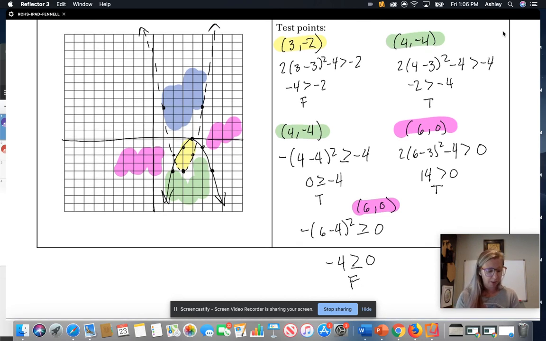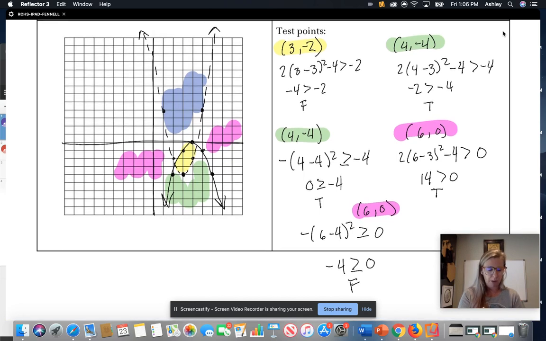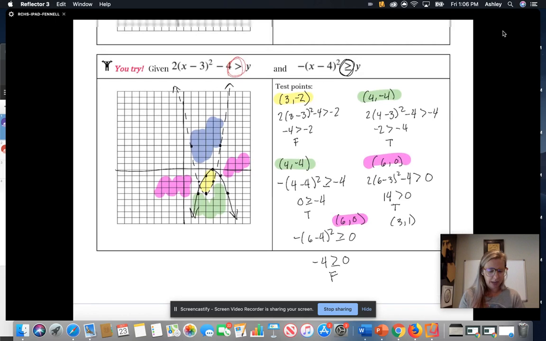But if you wanted to test a point like 3, 1, right? So if we want to prove it real quick, we could test 3, 1 in our original, and we get 3 minus 3 squared minus 4 is greater than 1. 3 minus 3 squared is 0 squared. 0 minus 4 is greater than 1. That is false. Again, could have predicted that based on the patterns you had seen so far, but for the sake of accuracy, let's test all our values.